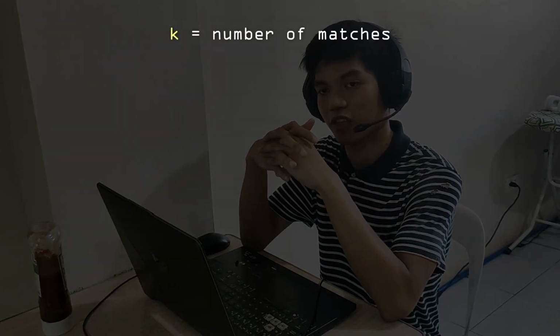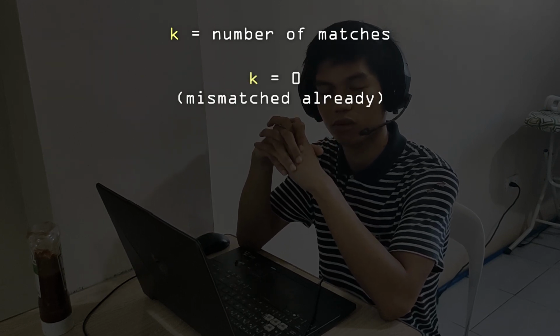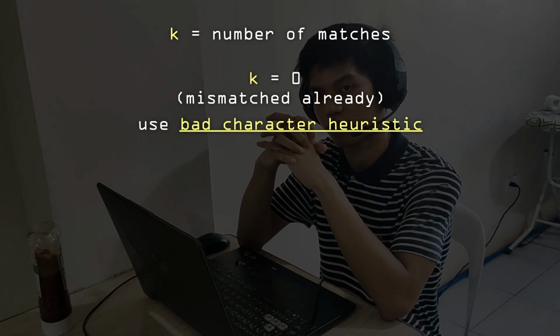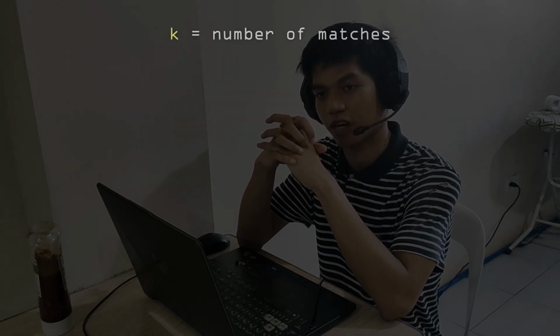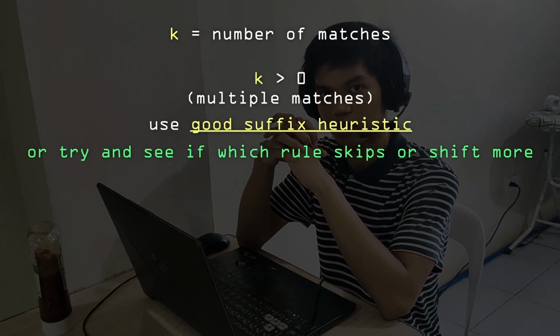So how do we determine if we're going to use the bad character heuristic or the good suffix heuristic? Well, we can determine that if we start comparing, and there's immediately a mismatch between the two, then we use the bad character heuristic. But if we compare and then we find multiple matches, then we use the good suffix heuristic.